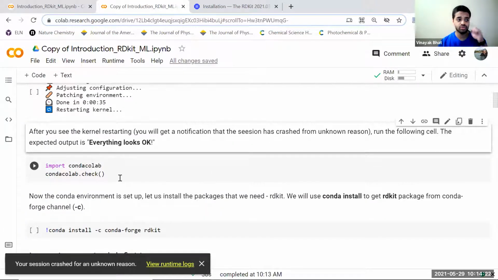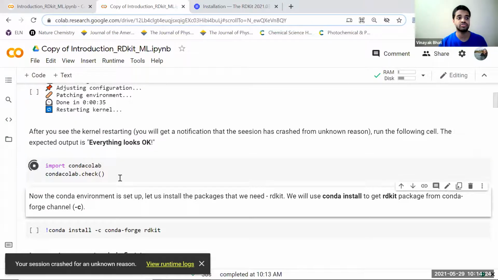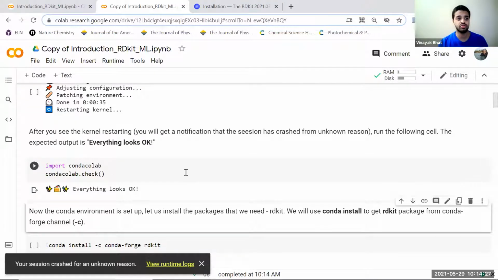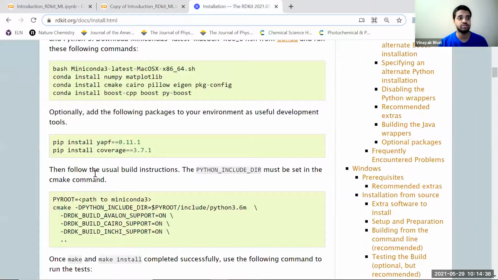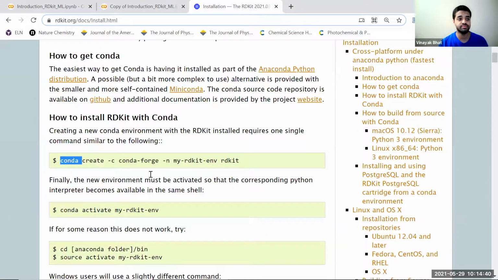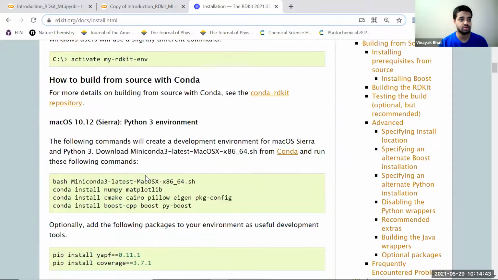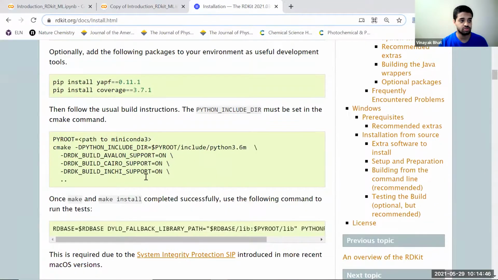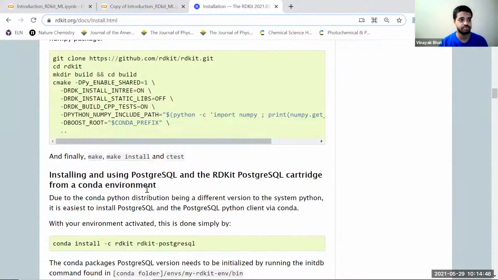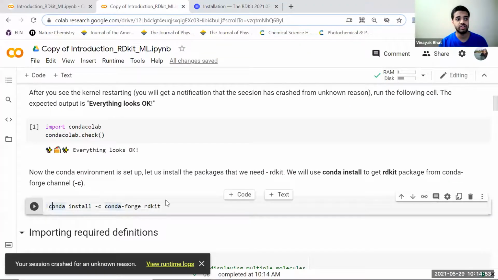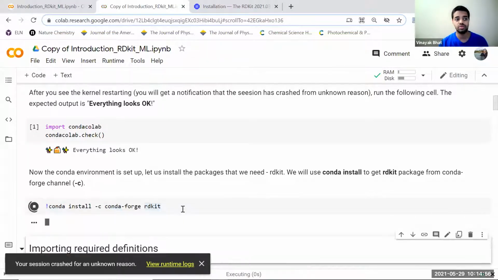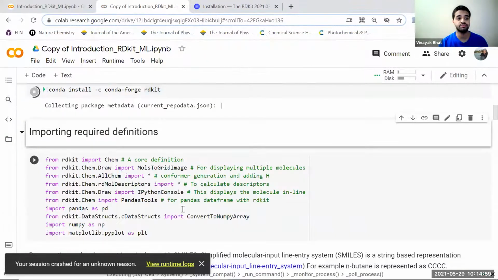So let's go to the next one. To check whether everything is okay, go to the next cell, click on it. You'll see it's installed, right? So now you can install all packages that can be installed with conda. If you go here, it says conda install. So you can install RDKit. This is how we install it. So RDKit install, click it, and it should install RDKit for you.